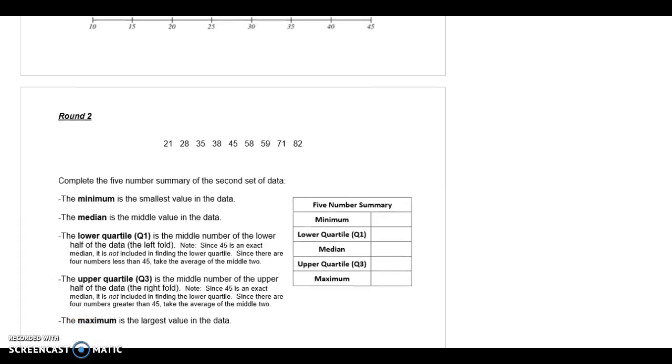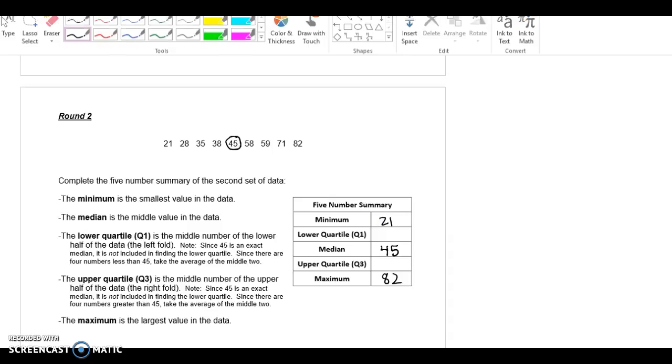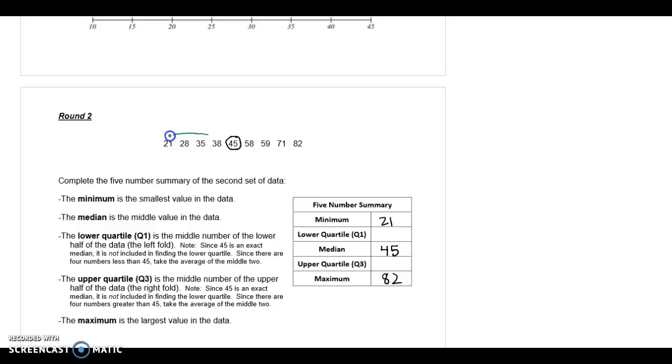Our second set of data is a similar type of structure where you have, I think, 9 numbers here. 5, 6, 7, 8, 9. Yes, we do. Our median will be this number right here, 45. Our minimum is 21, max is 82. And to find the lower quartile, again, we're trying to find the median of the lower half. In this case, we have 4 numbers. To find the median, we have to find the average of these 2 right here. So if we take 28 and 35 and add those up, we get 63. Dividing by 2 gives me 31.5.